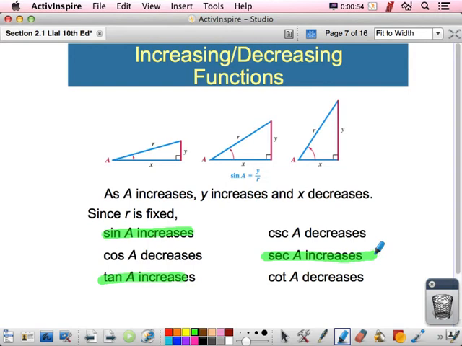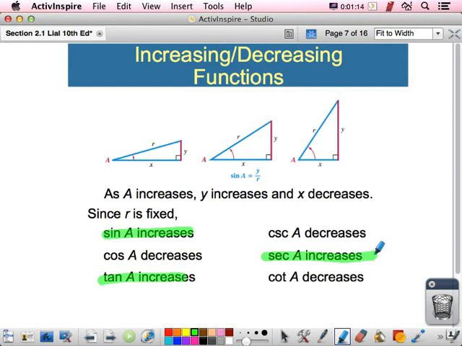Now, what that means is that if you have the sine of 40 and you have the sine of 80, which one's bigger? The sine of 80, right. Okay, and that's true for sine, tangent, and secant. The bigger the angle, the bigger the trig value.